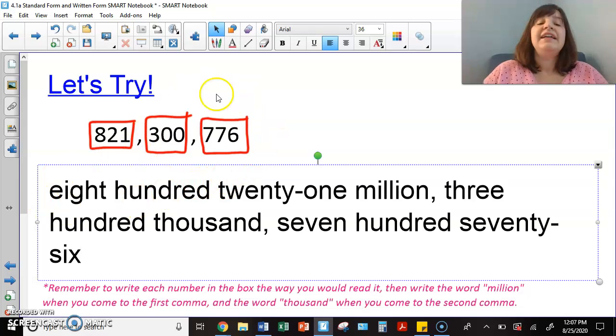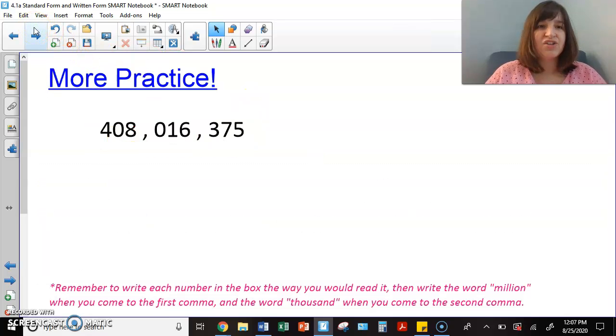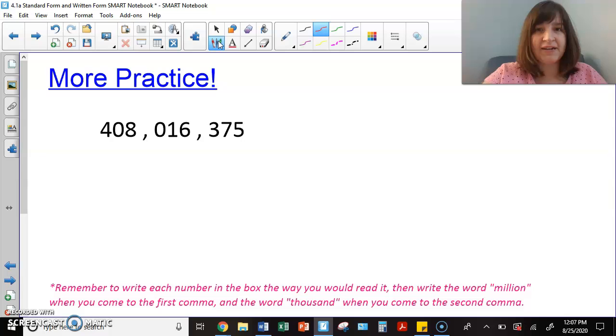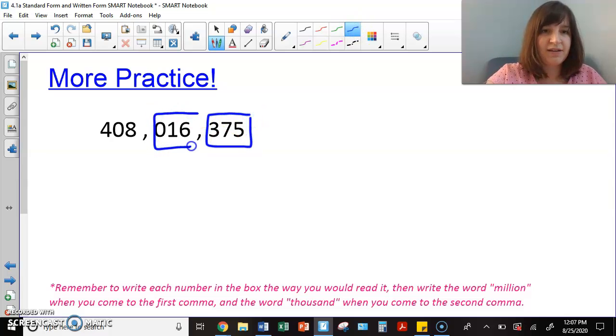So now I have this whole number typed out. So it is 821,300,776. So it's a lot when you put it all together, but if you break it into these small chunks, it makes it easier for you to write it. So let's try it again. I'm going to put boxes around each one, and I'm going to break it apart.